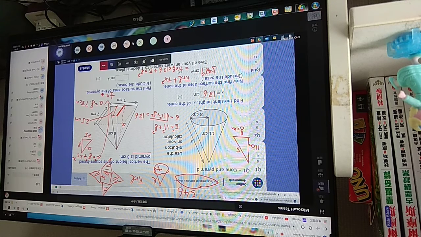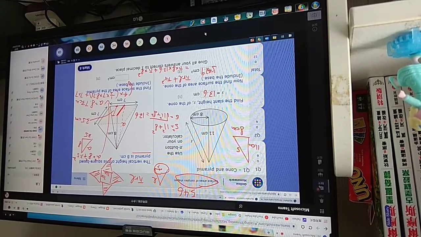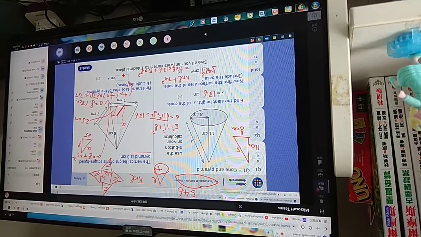Then after you get the value of a, for each triangle the area will be equal to 1/2 times 7 times 8.73. Since we have 4 triangles here, we multiply this value by 4, plus 7 times 7, which will be the total surface area. Okay, so the answer will be 171.2 cm squared.